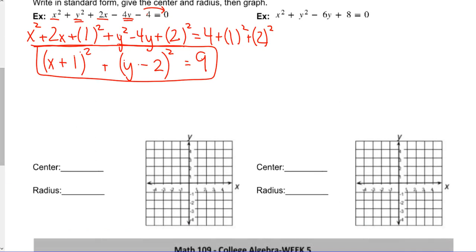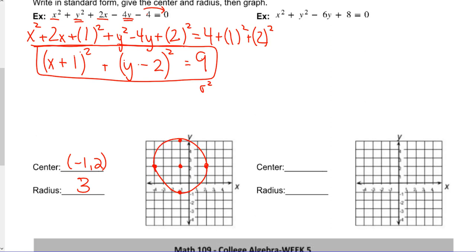Now I can, from the previous page, identify my center and my radius. Take the opposite of what I'm looking at. The center becomes (-1, 2). And if this is r squared, remember, we have to square root that to determine that my radius is 3. So (-1, 2) is my center. To graph the circle, we go north, east, south, and west by 3. And that's how you do that.